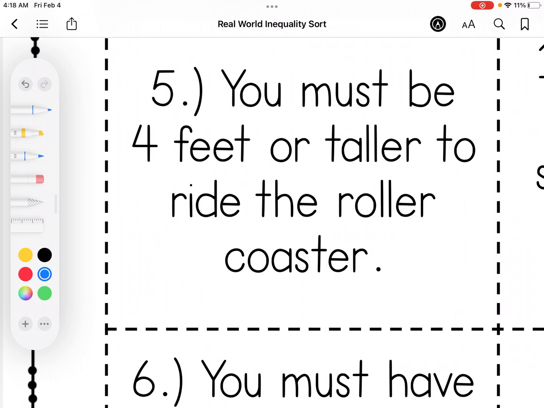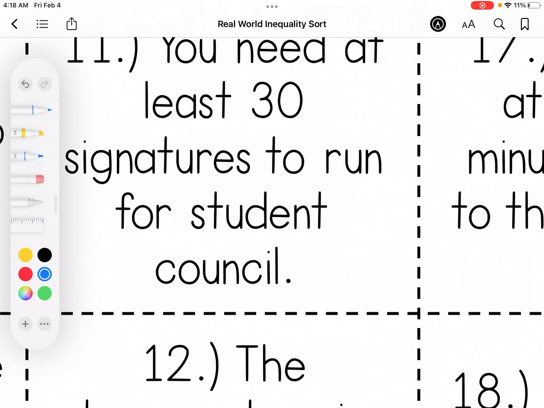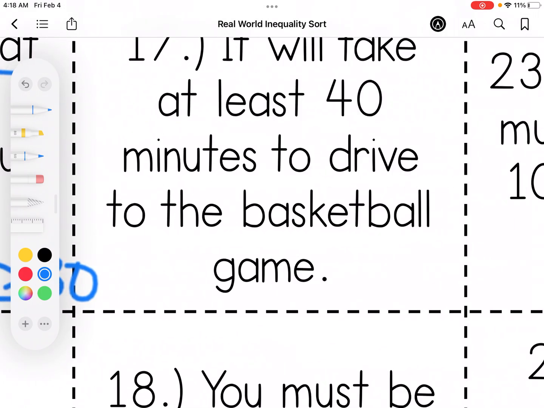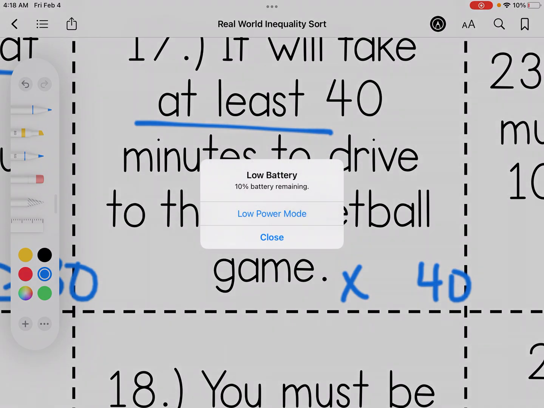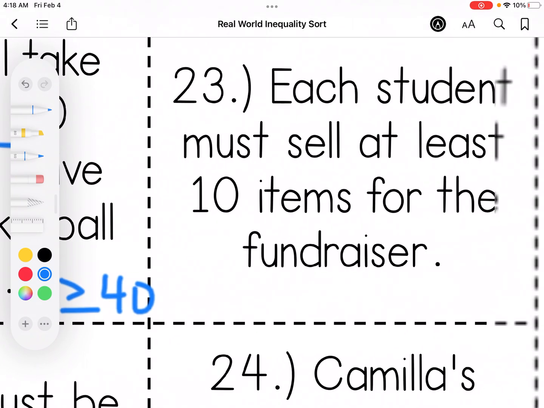You must be 4 feet or taller to ride the roller coaster. So you could be 4 feet tall, but you have to be 4 feet or taller. Can't be less than 4 feet. You need at least 30 signatures to run for student council. So you can have more than 30 signatures. You can have equal to 30 signatures, but no less. It will take at least 40 minutes to get to the basketball game. So the minimum it's going to take is 40 minutes. So it's never going to take less than that. So it's going to be greater than or equal to 40 minutes.